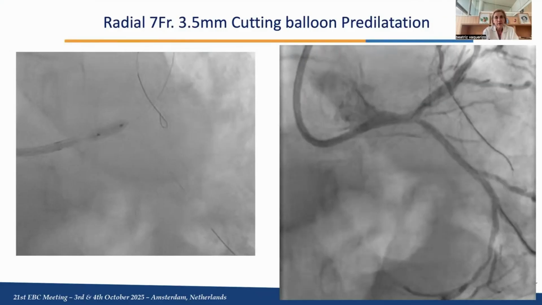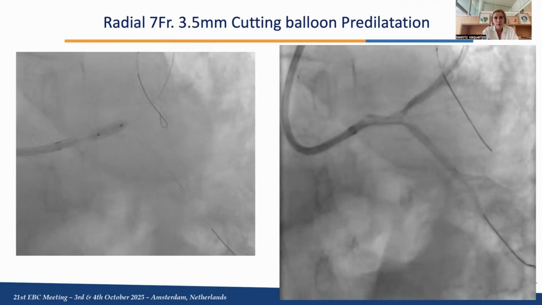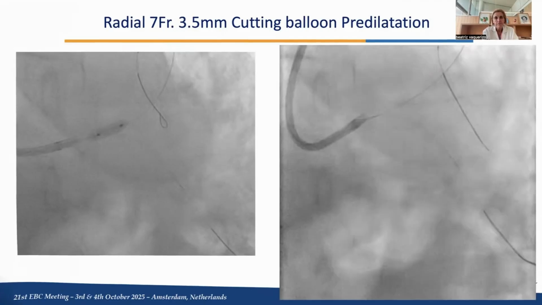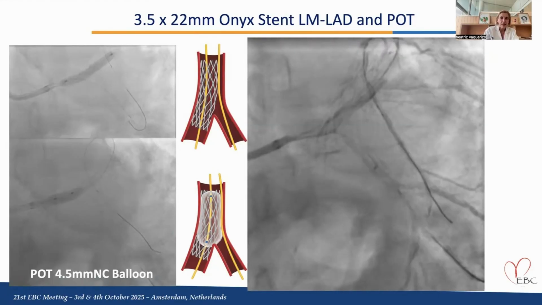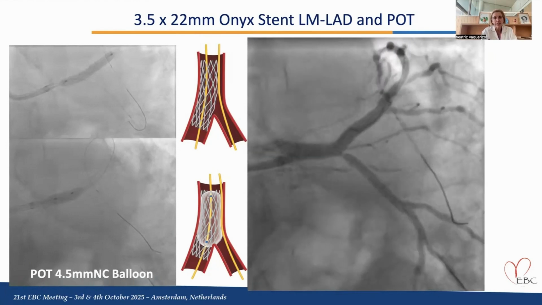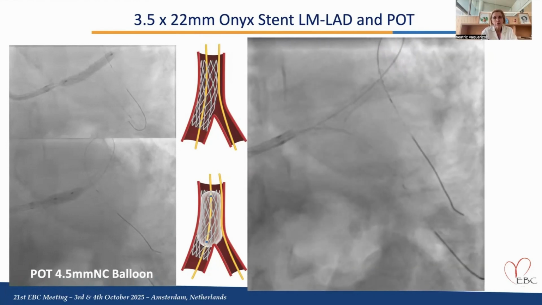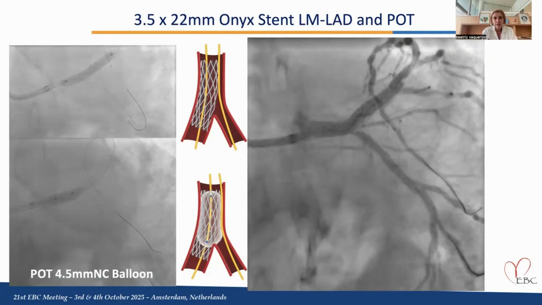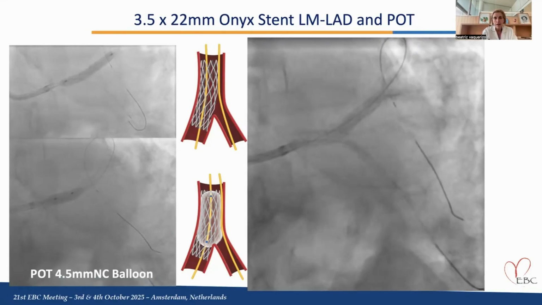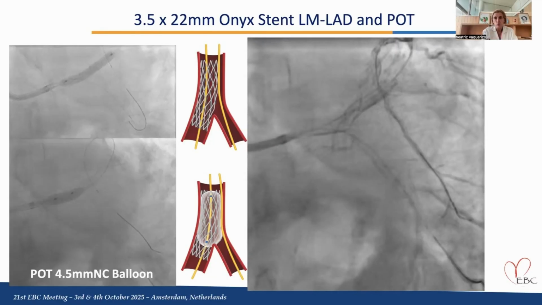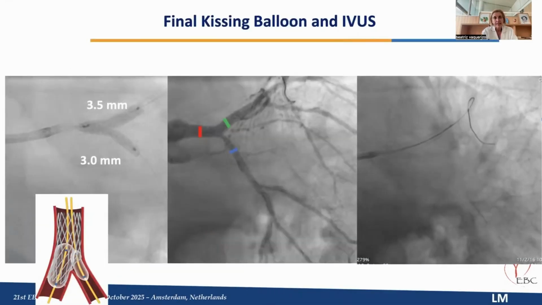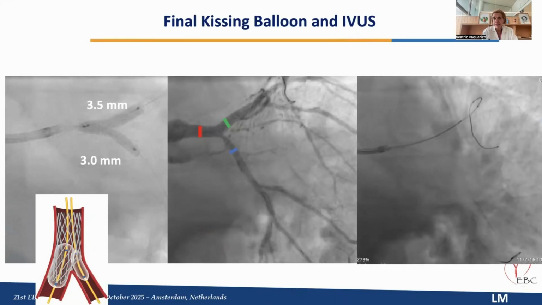So, radial approach, 7 French, 3.5 cutting balloon because it was a fibroelastic lesion. Then we implanted a stent, left main to left circumflex, crossing the left main LAD, crossing the circumflex. The stent was chosen according to the distal basal reference diameters, and we did POT with a non-compliant balloon for optimal apposition of the proximal part of the stent, according also to the IVUS information. Then kissing balloon according to the distal basal reference diameters, 3 and 3.5. Now we use a shorter balloon, but in the past we used a 15 millimeter balloon.